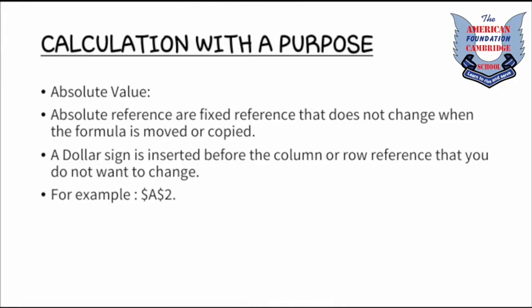The next is absolute reference. Absolute references are fixed references that do not change when the formula is moved or copied. A dollar sign is inserted before the column or row reference that you do not want to change. For example, if you want to apply absolute reference in the cell A2, you will type $A$2. It means you have applied absolute reference in this cell. So whatever value you type over here will remain the same. It will not change when you copy it.